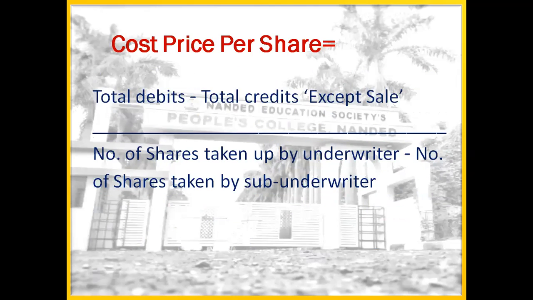This is the formula. When I was teaching you the underwriter's account, at that time I told you the concept of cost price per share. Then what is the formula of cost price per share? The formula of cost price per share is total debits minus total credits except sale, divided by the number of shares taken up by the underwriter minus the number of shares taken up by the sub-underwriter. These are some basic theoretical parts of this topic.